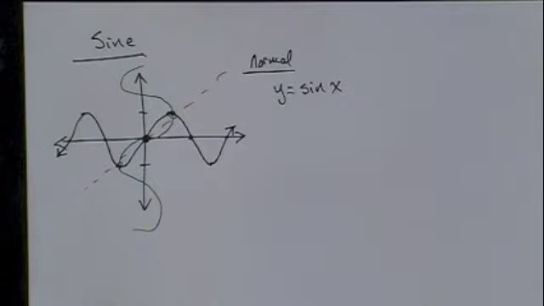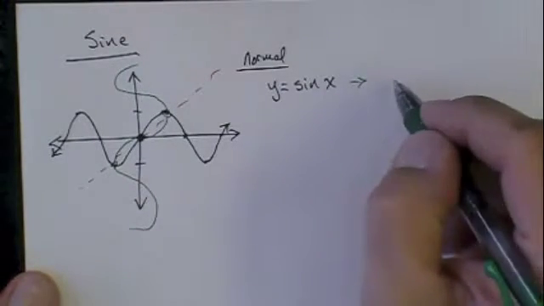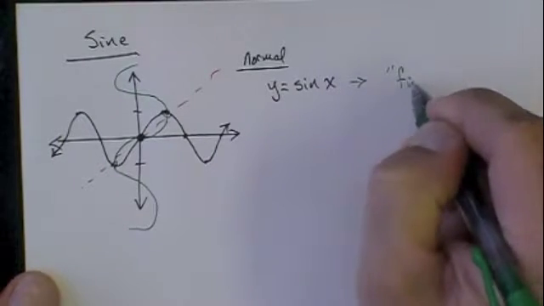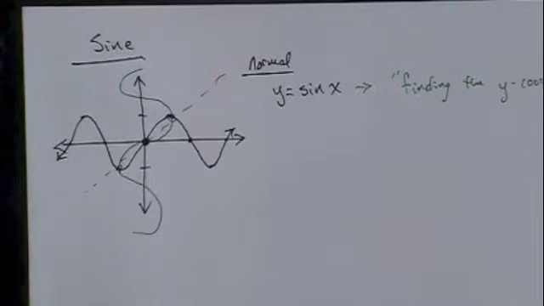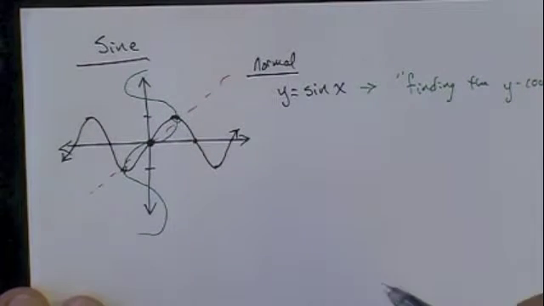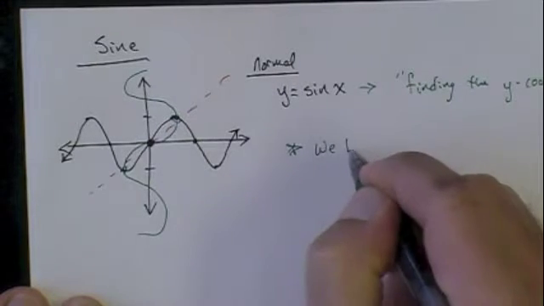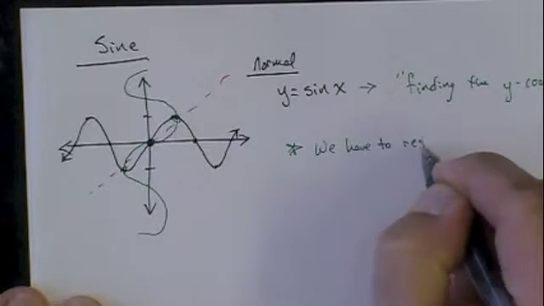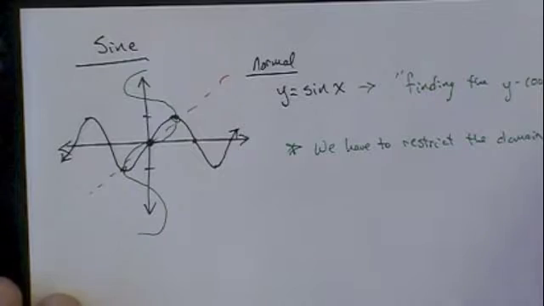Now, because of that, we want to think of this as we're finding that y-coordinate. We're plugging in values for x, and we're going to find the y-coordinate. Now, because of the way this graph works out, when we're talking about the inverse, we still want that inverse to be a function, so we have to restrict the domain. Because if we don't restrict the domain, the inverse is not a function.